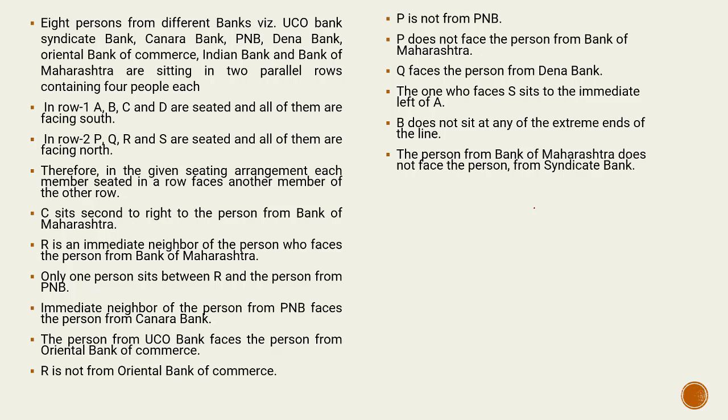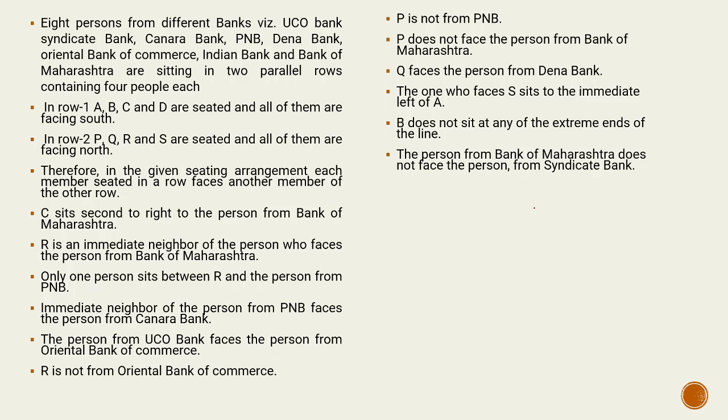Now this is again a 2-row question. As you can see, there are 8 persons from different banks, which are UCO Bank, Syndicate Bank, Canara Bank, PNB, Dena Bank, Oriental Bank of Commerce, Indian Bank and Bank of Maharashtra. They are sitting in 2 parallel rows containing 4 people each. In row 1 we have A, B, C, D, all of them facing south. In row 2 we have P, Q, R, S, all of them facing north. So in this question we have to get their sitting arrangement, as well as figure out who belongs to which bank.